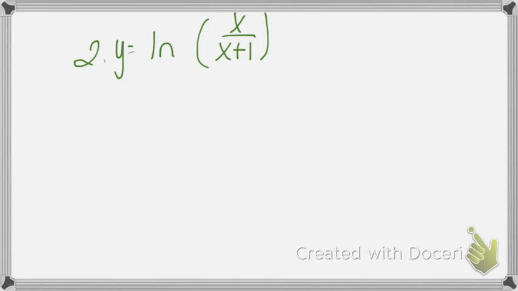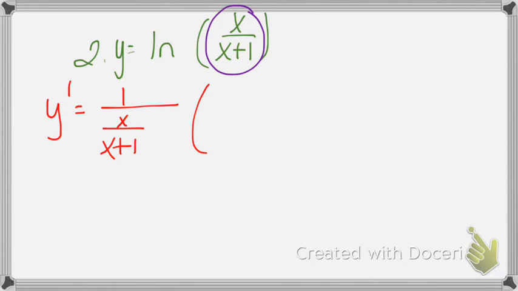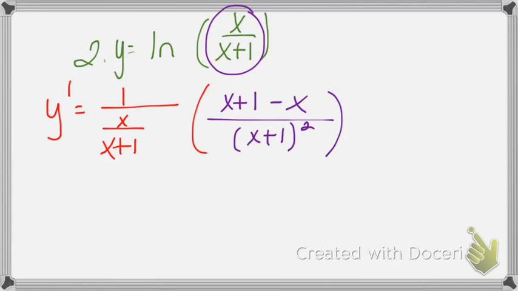Okay, the derivative of natural log of x over x plus 1. So the derivative of natural log of something is 1 over the something times the derivative of the inside. So here, I'm trying to find the derivative of this. I'm going to have to use the product or the quotient rule since it's a quotient. So the bottom times the derivative of the top is 1, minus the top times the derivative of the bottom, which is 1, over the bottom squared.